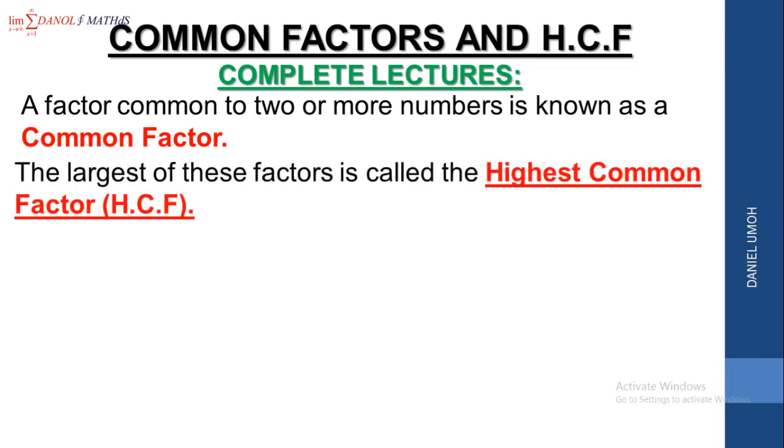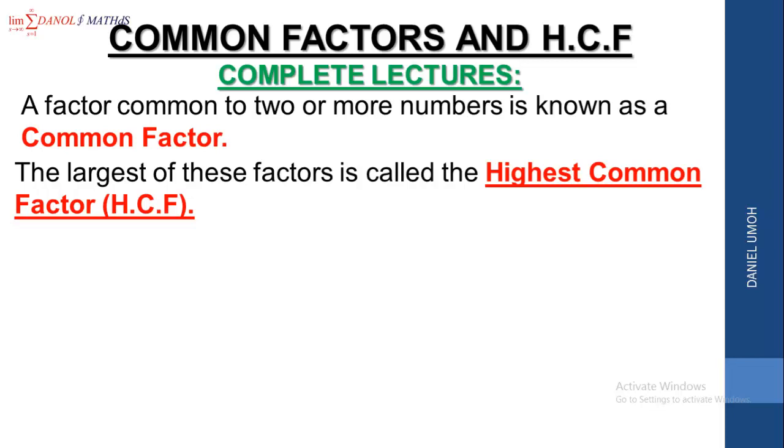Now, the largest of these factors that is common among two or more numbers is known as the highest common factor, called HCF. I hope you understand what I just explained. That particular factor that is common to two or more numbers is usually referred to as a common factor. Then among these common factors, the highest among them is usually known as the highest common factor, which is usually abbreviated as HCF.